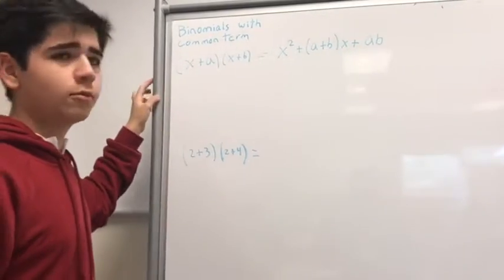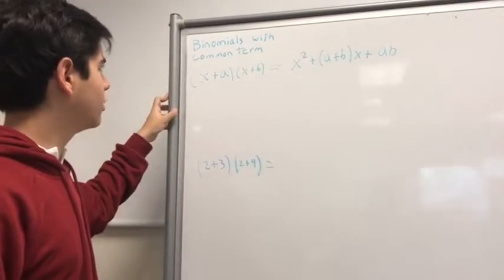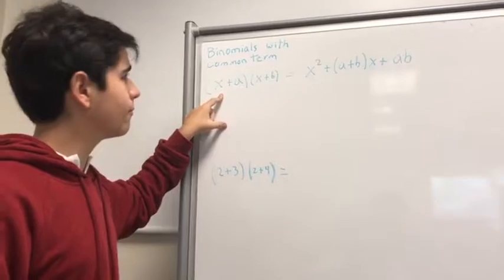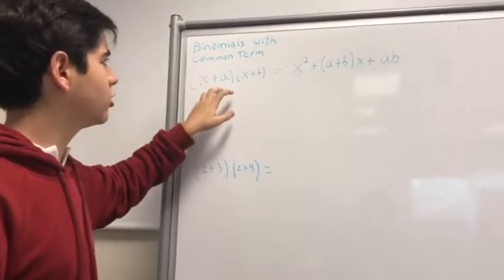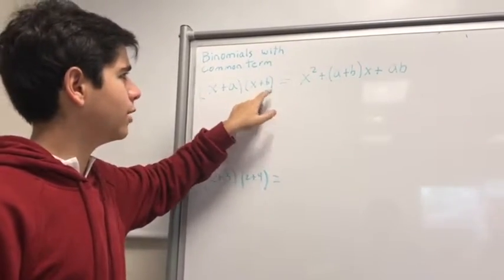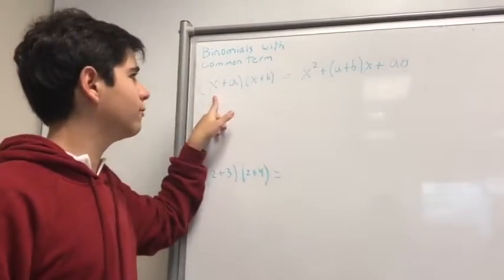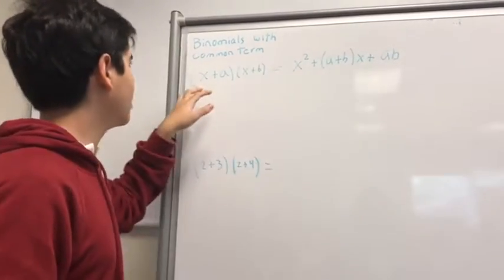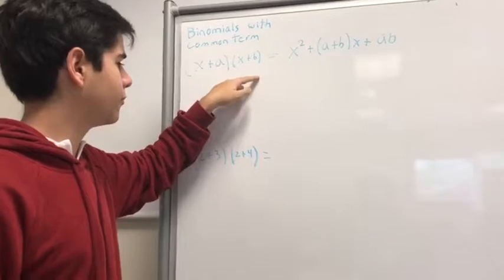So with binomials with common terms, what you have to do is first square the first term, and then add the second term and the third term, and multiply that with the first term, and then after that you add the second term and the third term, like in an example.